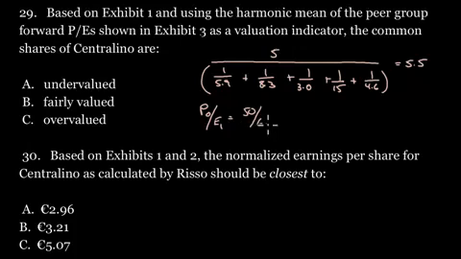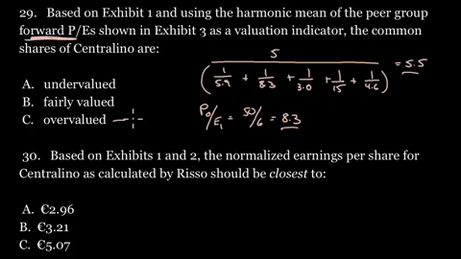We had expected earnings per share of 6. We have 8.3 on a forward basis because that's what we're looking at here. 8.3 versus 5.5. So the peer group is selling at 5.5 times its forward earnings. Centralino is selling at 8.3 times its forward earnings. Based on just this, we would say Centralino appears to be relatively overvalued.